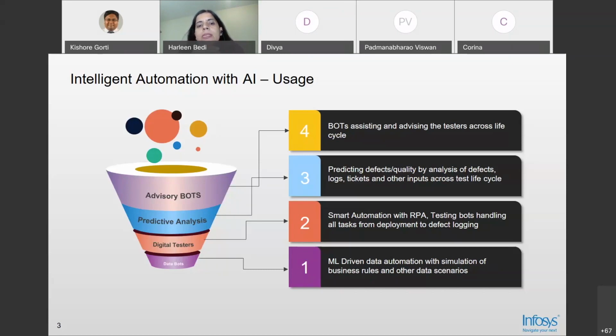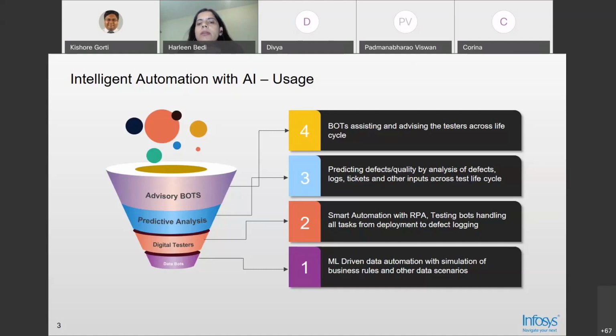The second use case that we have seen in practice is what we call digital testers, right? How can you have some RPA or other AI models which could help the testers? When I'm doing my testing, how can it help me with some of the repetitive, redundant tasks? Maybe it's defect logging, maybe I'm downloading or uploading some of the data again and again.